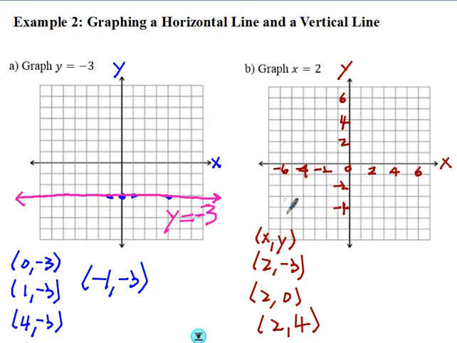So I plot them. I have 2, negative 3, 2, 0, that's the point on the x-axis, and 2, 4. I'm just going to plot 3 points, connect them, draw a line, and it's going to be a vertical line. And of course, arrows on both ends, and label x equals 2. And that's how you graph horizontal lines and vertical lines. Okay, so that's the end of example 2. Let's move on to example 3 in the next video.